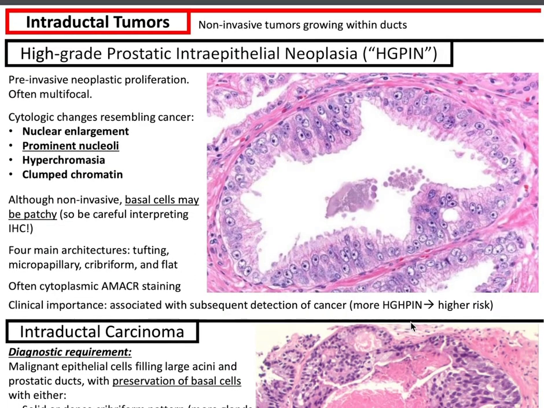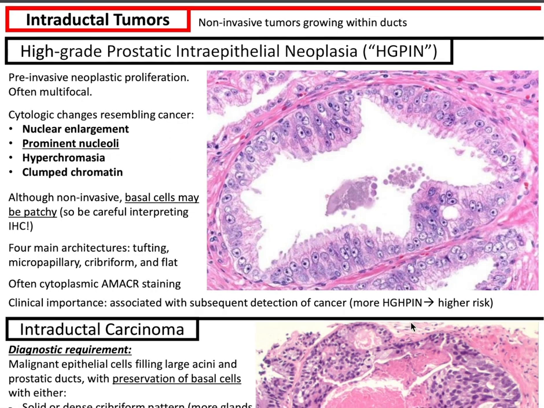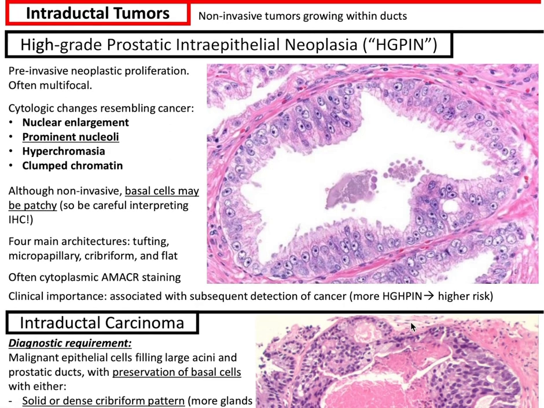Intraductal tumors. This is non-invasive tumors growing within ducts. So you have your high-grade PIN or high-grade prostatic intraepithelial neoplasia. And this is a pre-invasive neoplastic proliferation, and it's often multifocal, and you'll have cytologic changes that look like cancer. You need to see especially prominent nucleoli. Other things you can see are nuclear enlargement, hyperchromasia, clumped chromatin, and although it's non-invasive, basal cells may be patchy and not confluent throughout the duct.